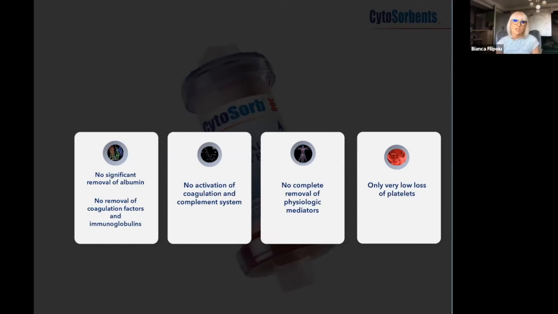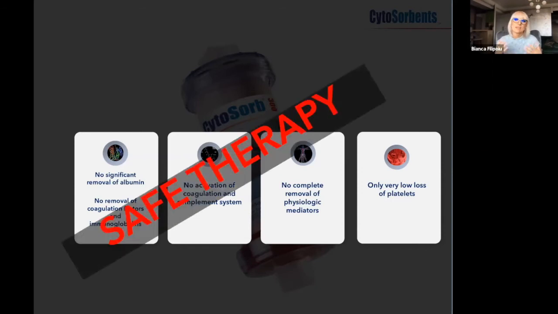No complete removal of physiological mediators. Remember, I told you already that Cytosorb removes just what is elevated in concentration in the blood, not what is normally concentrated. But of course, because it's an extracorporeal therapy and inside of Cytosorb there is a mechanical destruction of thrombocytes, you can see a low removal of platelets, but it's not something significant, it's not something which needs transfusion or additional measures. It's comparable with what happens in hemodialysis. So that being said, we can say that Cytosorb is a safe therapy and has no risk for our patients.